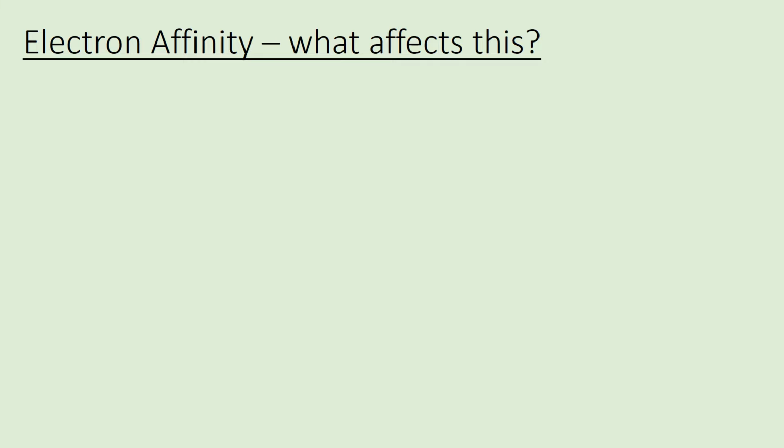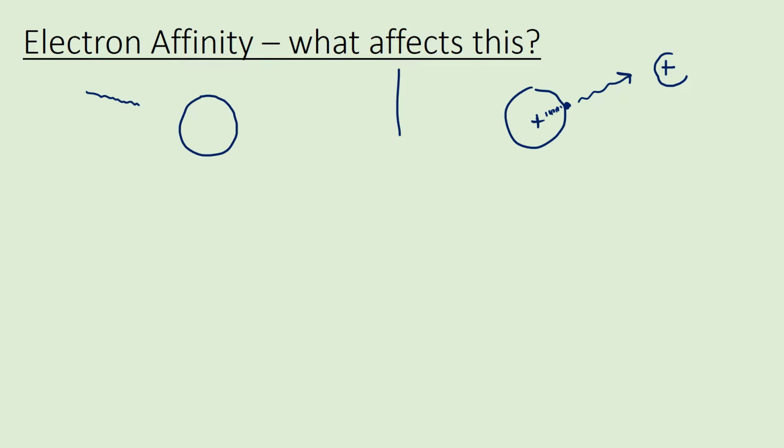Let's have a look at what factors affect this electron affinity then. If you recall, when we took an electron away from an atom, this required energy because we were breaking this attraction between the nucleus and the electron, and therefore ionization energy required energy. With electron affinity, this time, instead of taking an electron away, we are putting an electron on. So we're adding an electron.